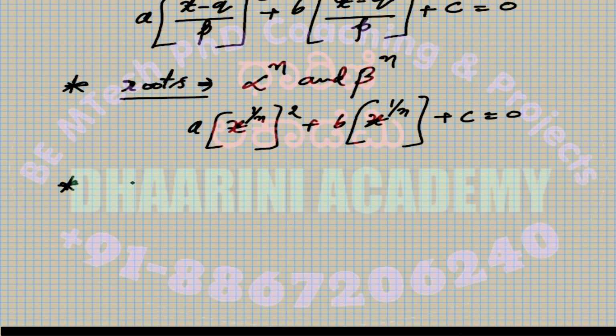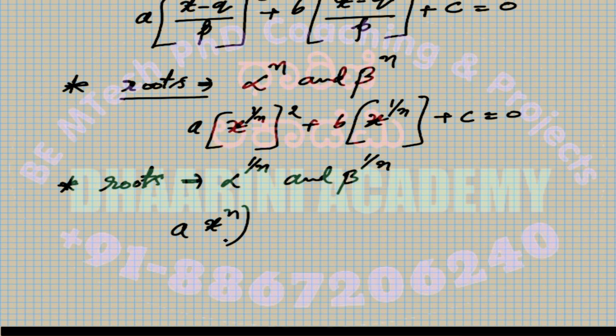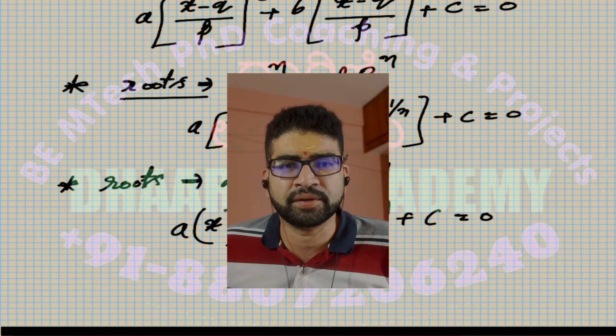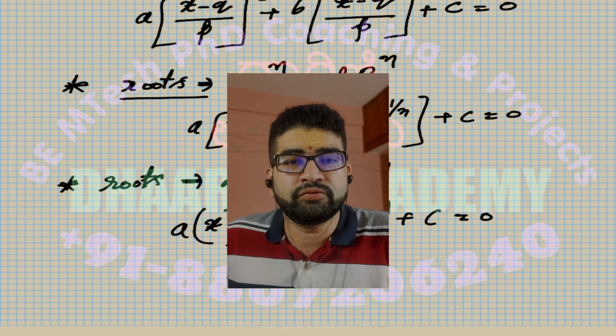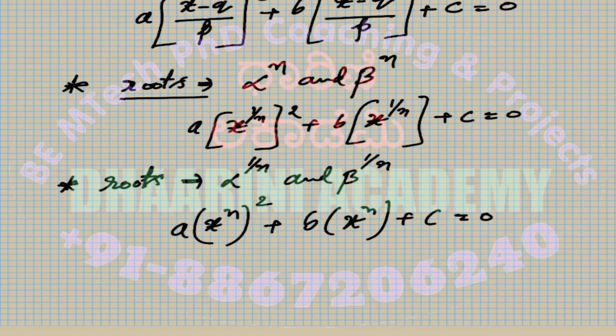Whereas if I change the roots to simply alpha to the 1 by n and beta to the 1 by n, right, then the equation changes like this. This is a x to the n whole square plus b into x to the n plus c equals to 0. So these are the properties I need to remember whenever we are going to deal with the problems based on the transformations of quadratic equations. All right, let's solve some of the problems now.